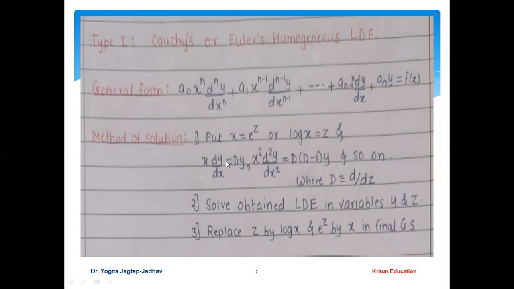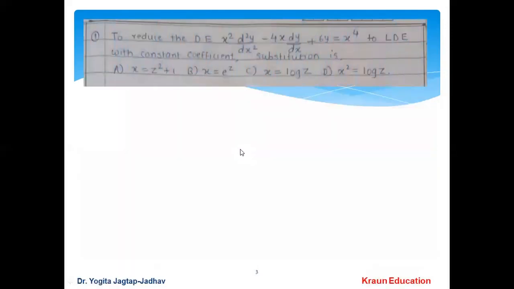Once you substitute all this in the given equation, it reduces to a linear differential equation with constant coefficients in variables y and z, which can be solved by the usual method, that is, writing the complementary function and particular integral. Once you get the general solution, finally you have to replace z by log x and e raised to z by x to get the solution of the given Cauchy's or Euler's homogeneous linear differential equation. Now look at the example.